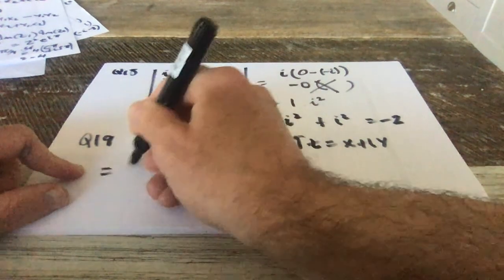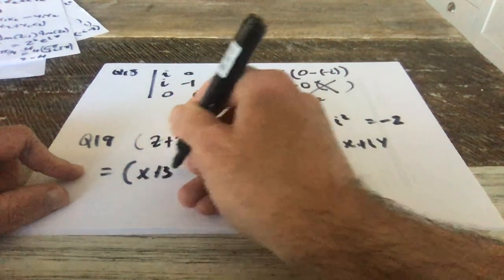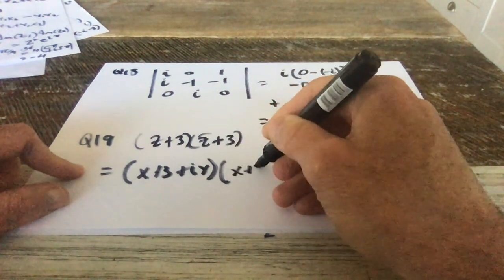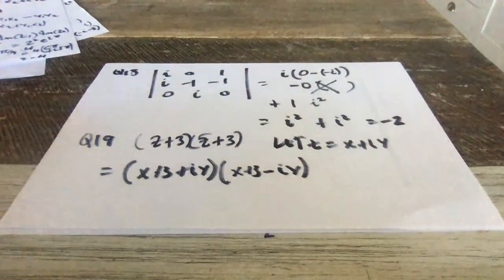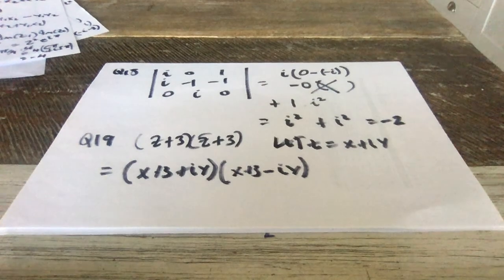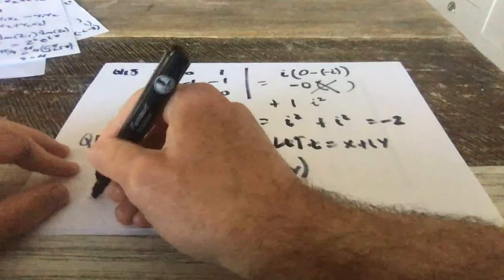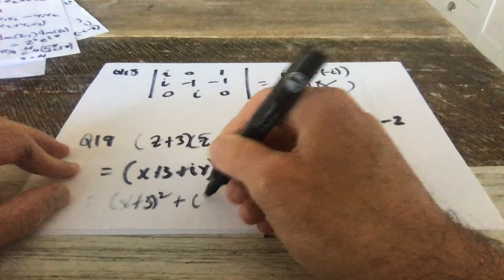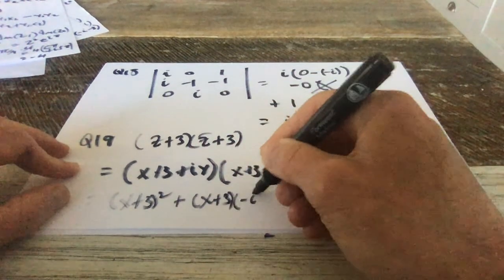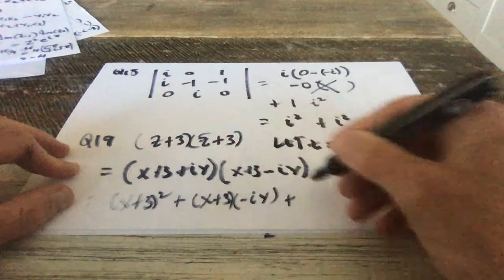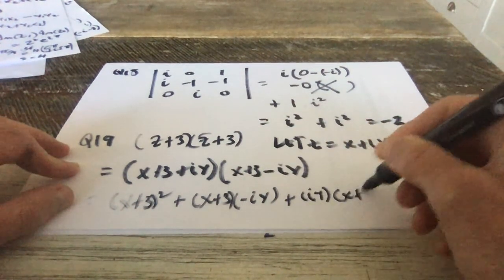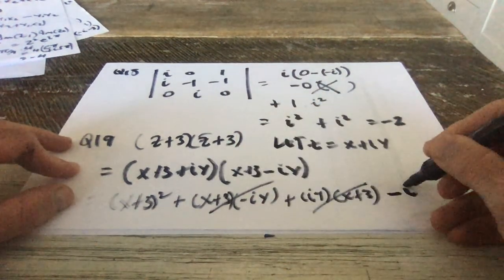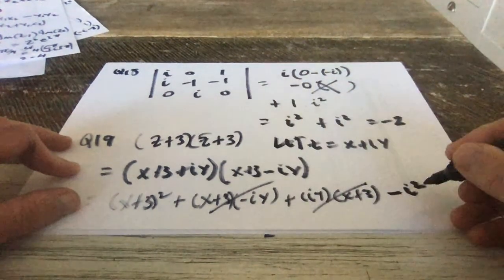So in the first term you get x plus 3 plus iy, and z bar then is x plus 3 minus iy. Then you multiply that out, guys. You get (x plus 3) squared, this x plus 3 by x plus 3, plus x plus 3 by minus iy, plus iy by x plus 3, and you get cancellation. And the last one then is minus i squared y squared, because it's i by minus i, so y squared.